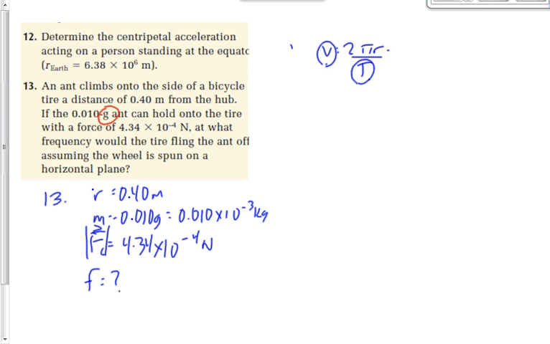Any other ideas? All right, go ahead. Clearly, that's a valid equation if we're talking about an object moving in a circle. We know what FC is. We know what M is. We don't know what V is. We know what R is. So that allows me to solve for V. Okay, we're getting somewhere here.